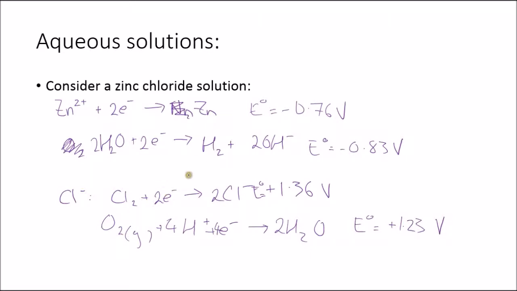So we've got two things going on here. We've got the reduction reaction of zinc going on. Down here we've got the oxidation of chloride or of water being our other possibility. Now these are obviously the reduction reactions here. What we've got to think about again is which of these reactions is going to occur preferentially.